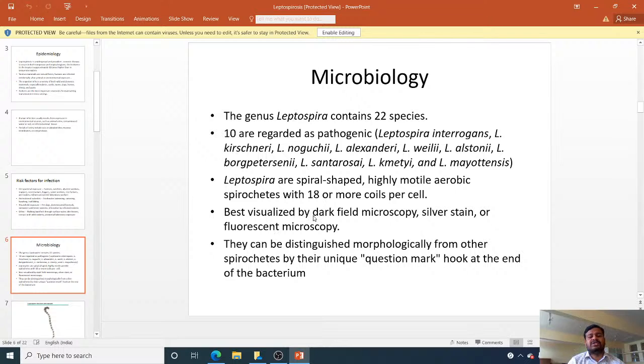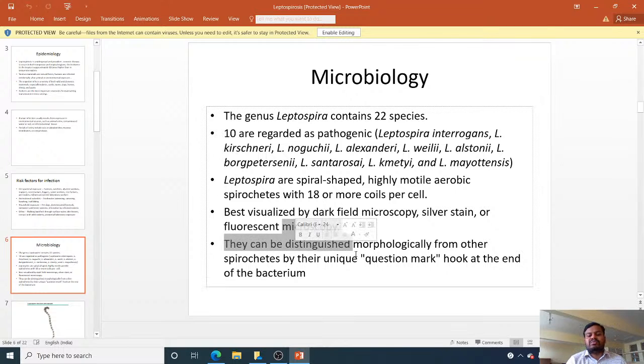It is best visualized by dark field microscopy, staining with a silver stain, and fluorescent microscopy. This is how you look for the leptospira in the desired specimen which you have collected, if you have collected blood or urine or cerebrospinal fluid. All these specimens should be looked at in dark field microscopy, stained with silver stain, and in fluorescent microscopy.